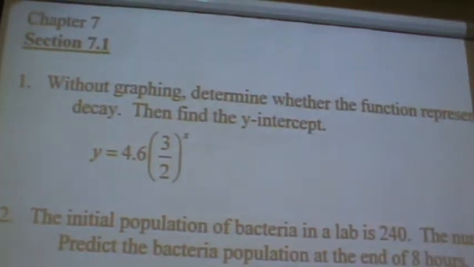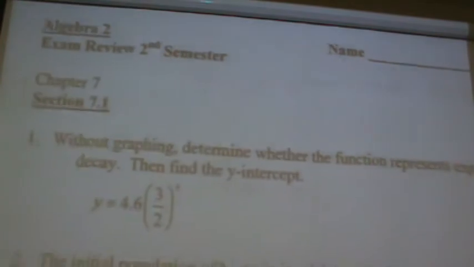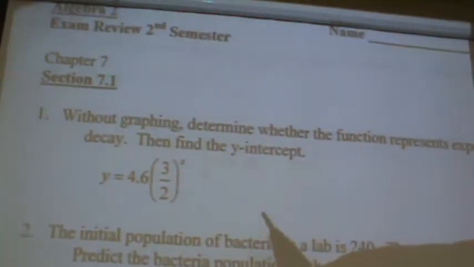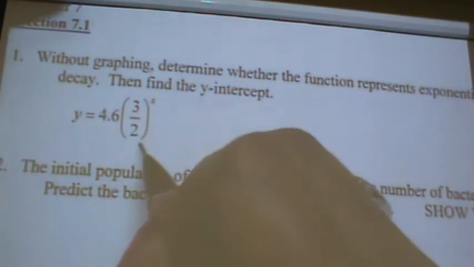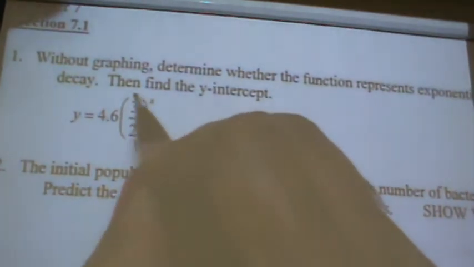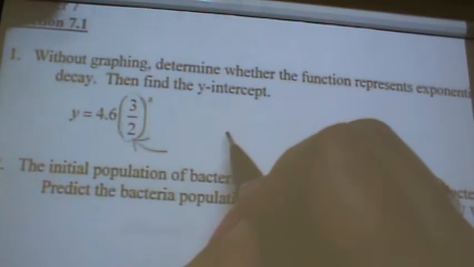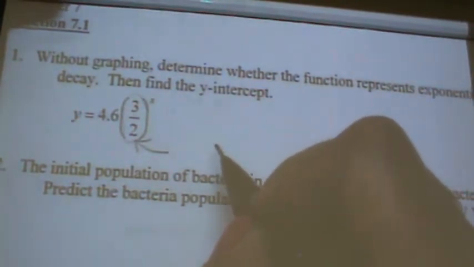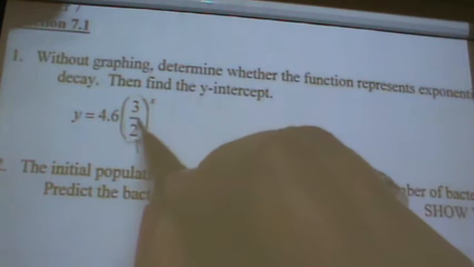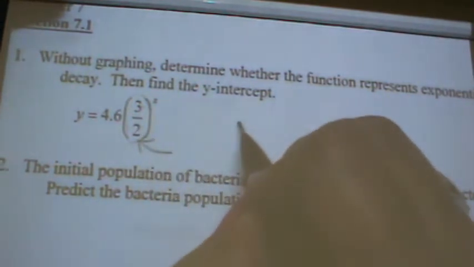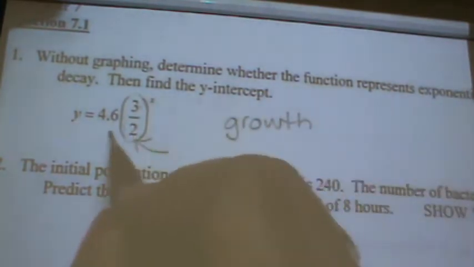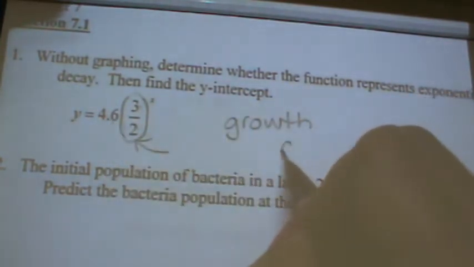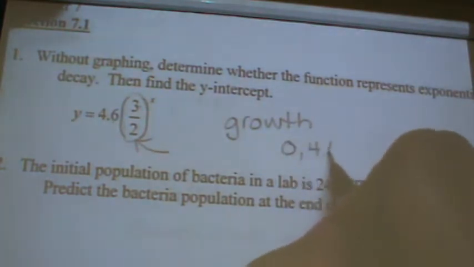Okay, question number 1. It says, this is your exam review packet. Without graphing, determine whether the function represents exponential growth or exponential decay. Then find the y-intercept. This base right here, if it's greater than 1, it's growth. If it's less than 1, it's decay. So 3 over 2 is 1.5, so this is growth. And the number in front is your y-intercept, so (0, 4.6) is your y-intercept.